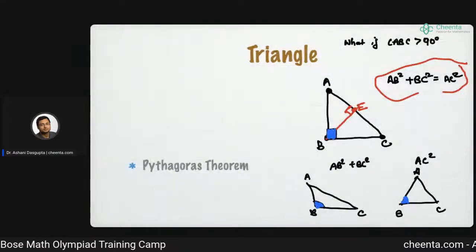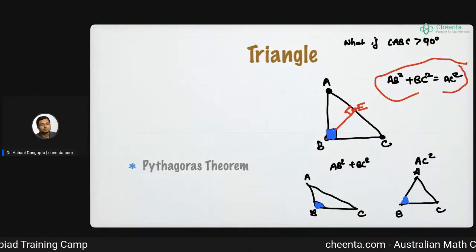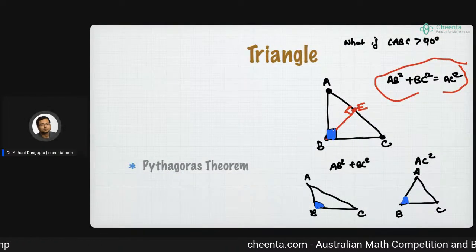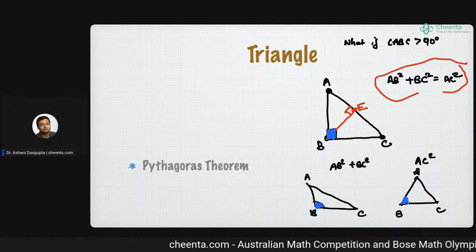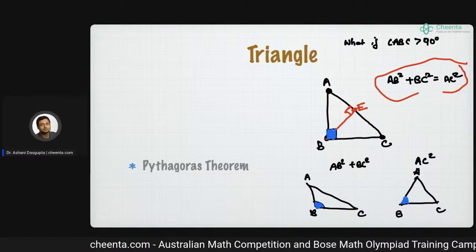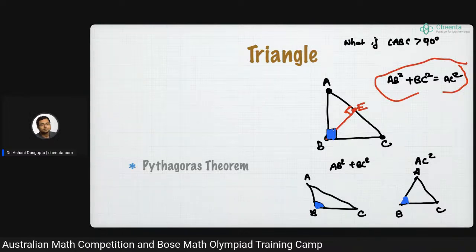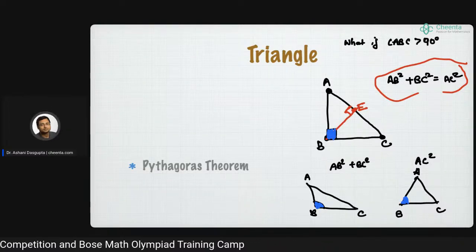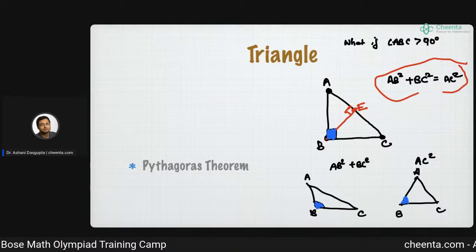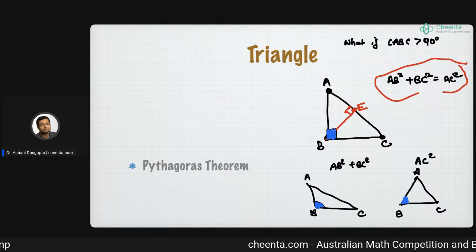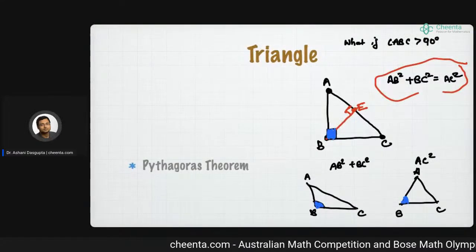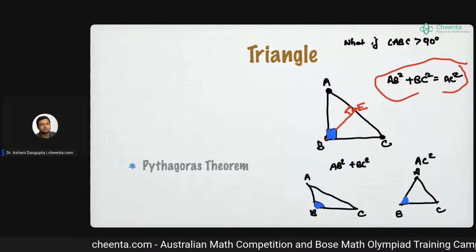So let's hear it from someone. Okay, Aryan Das has raised hands. Go ahead, Aryan. What do you have in mind? Sir, so I think for the obtuse angle, AB square plus BC square will be greater than AC square, and it would be the opposite for the acute angle, that AB square plus BC square will be less than AC square. Do you have a reason in mind?